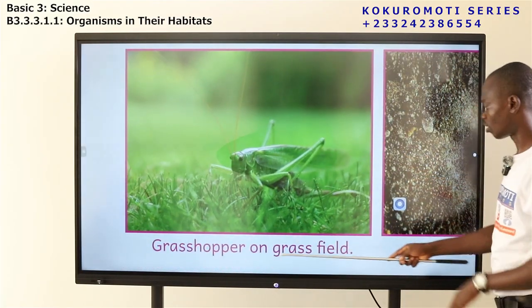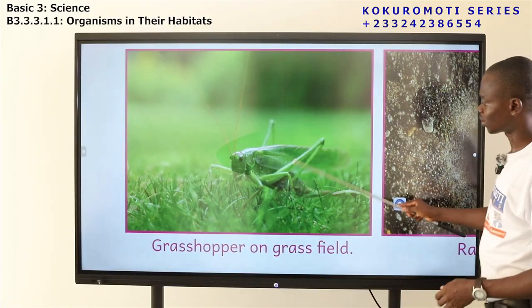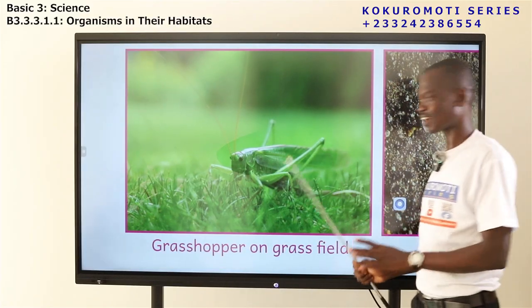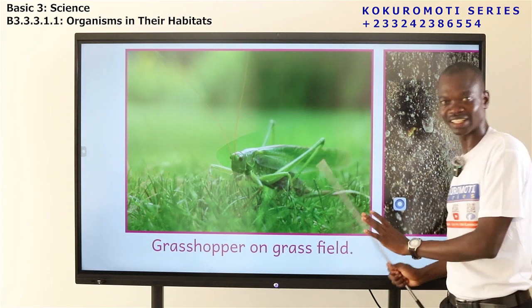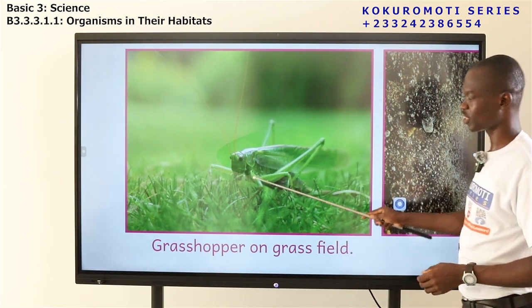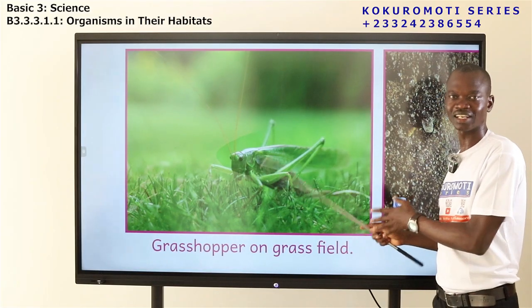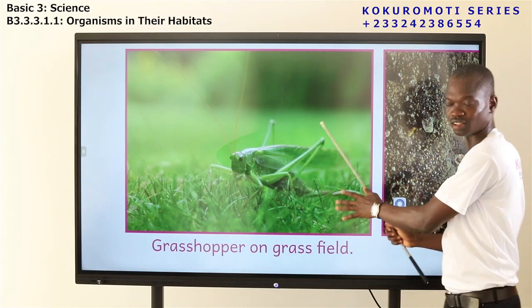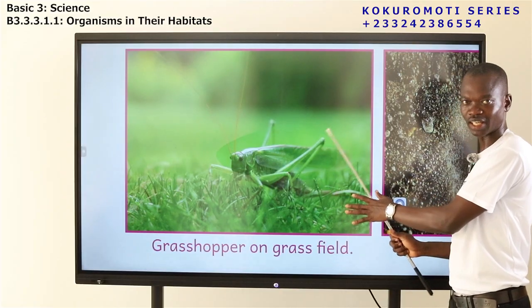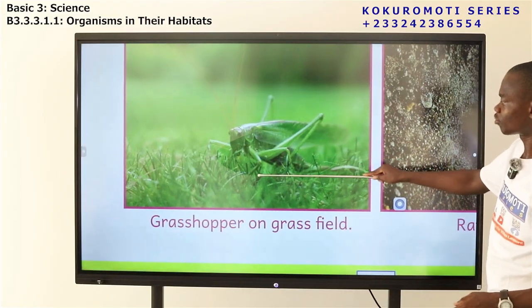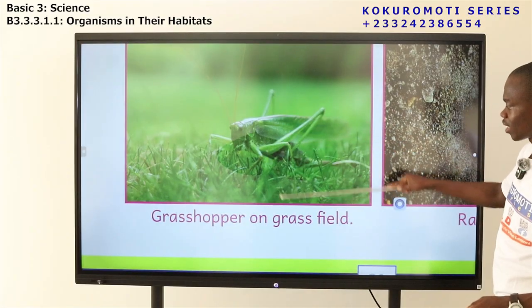This is a grasshopper on a grass field. This place is also designed by nature for grasshoppers and some animals. There is no way fish can live on what? On grassland. There is no way fish can come and stay on a grass field. I hope you get it. So this is also a natural place, or a habitat, for grasshoppers.